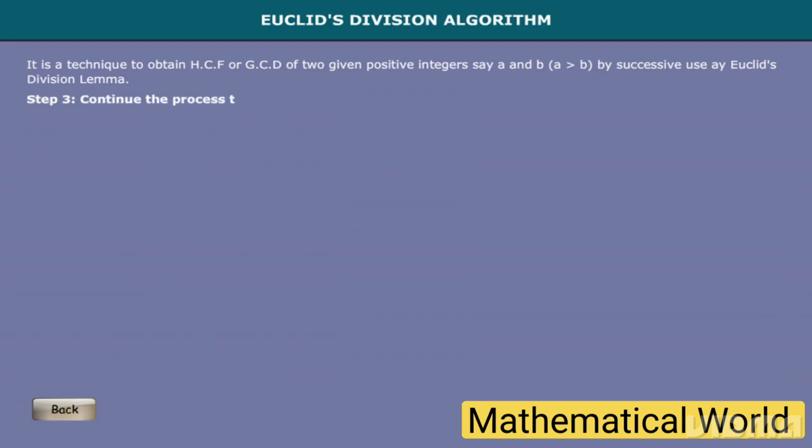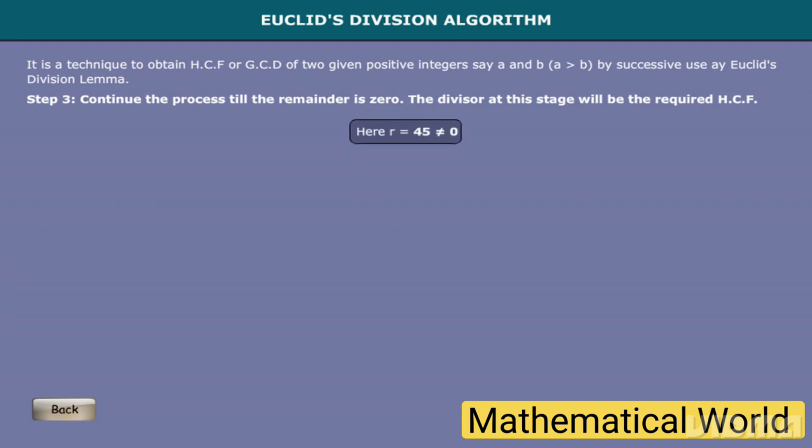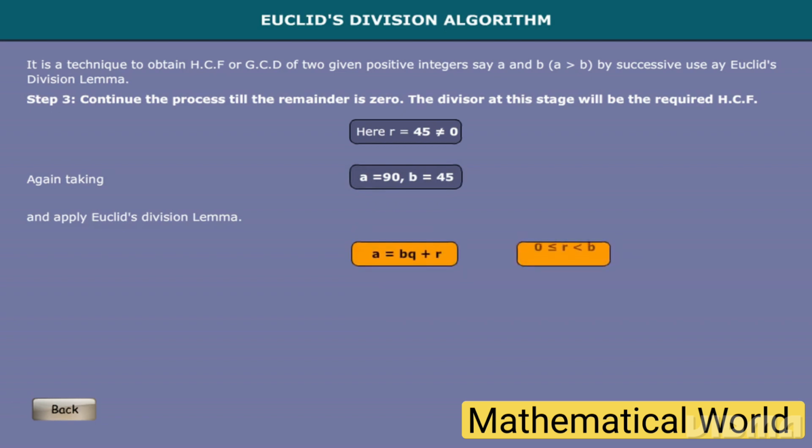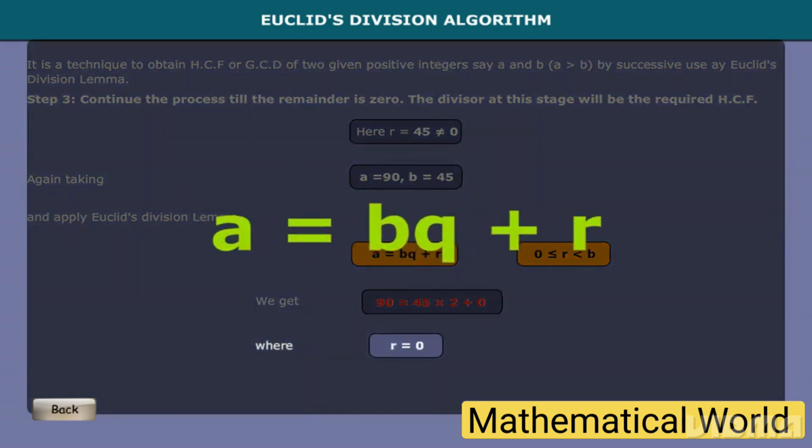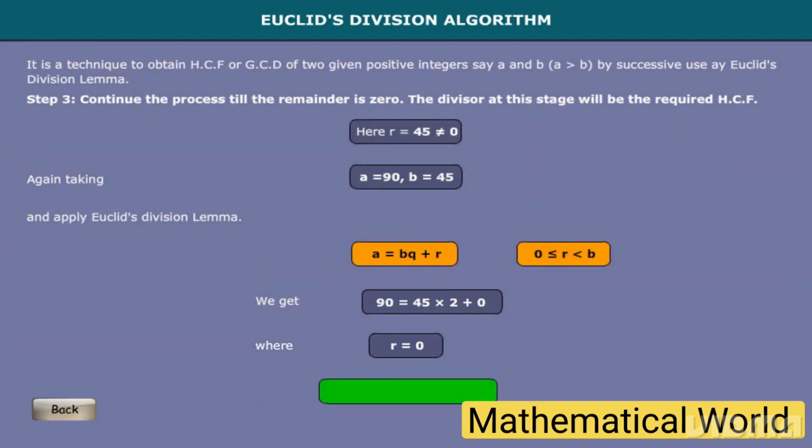Step 3. Continue the process till the remainder is 0. The divisor at this stage will be the required HCF. Like in the example, R is equal to 45, which is not equal to 0, so we again apply Euclid's division lemma to B and R by taking A is equal to 90 and B is equal to 45, and get 90 is equal to 45 into 2 plus 0, where R is equal to 0. Therefore, HCF of 225 and 135 is equal to 45.